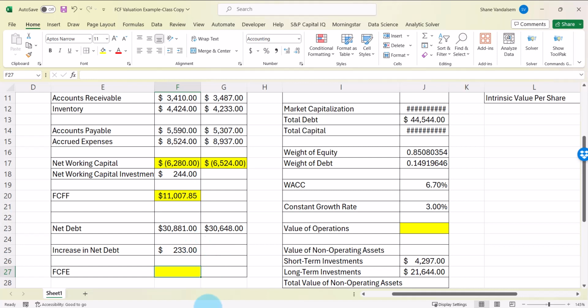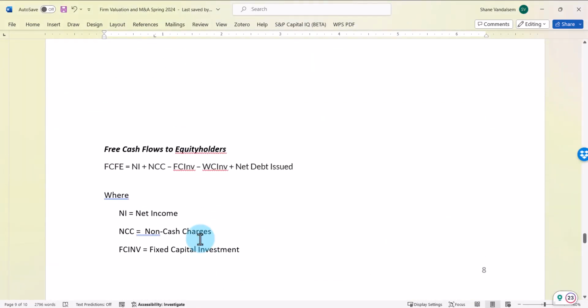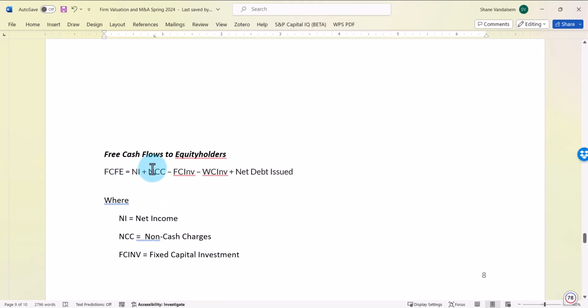Now moving on to the free cash flow to equity holders. I'm going to pull up that equation really quick. So free cash flow to equity holders is equal to net income plus the non-cash charges, minus our fixed capital investment, minus our working capital investment, and then adding in our net debt issued.